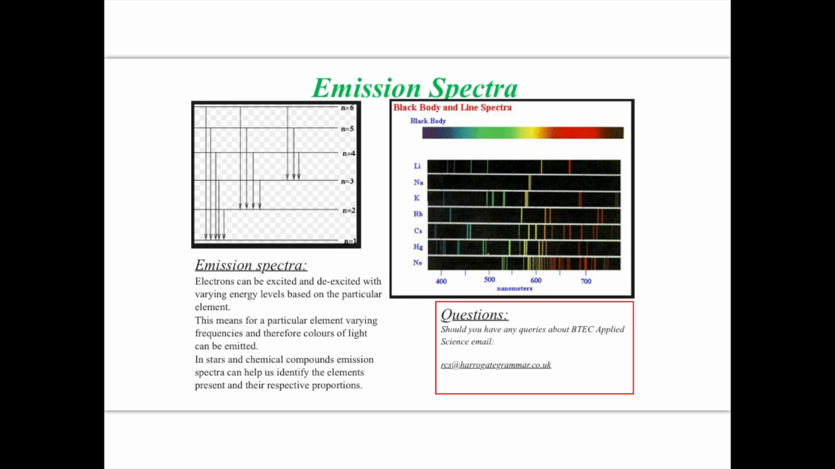In stars and chemical compounds, emission spectra can help us identify elements present and their respective proportions. So you can see here we've got the different spectra going all the way, as we did at the beginning, going from violet through to red. And then we've got different elements here. And so we can see that lithium is going to emit these specific lines. And these emission spectra for elements are very much like fingerprints on humans, that each element has its own unique spectrum. So it will emit light of certain frequencies only, and therefore if you see those frequencies of light being emitted, you know which element is present in a certain material.